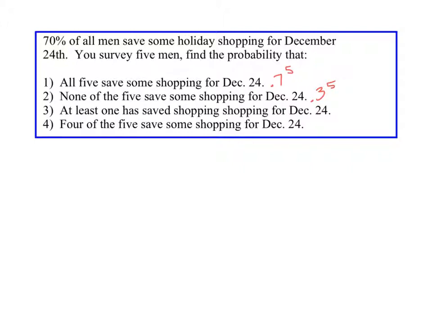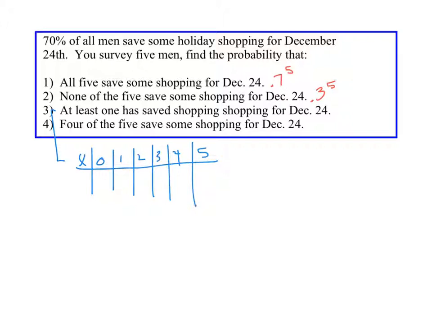At least one man. Okay, let me just quickly talk about this random variable and what values it could take on. You could have 0 men, 1, 2, 3, 4, and 5. So this represents the sample space. There are 6 outcomes here. If you ask 5 men, between 0 and 5 could say yes. So at least one represents the sum of these numbers here.